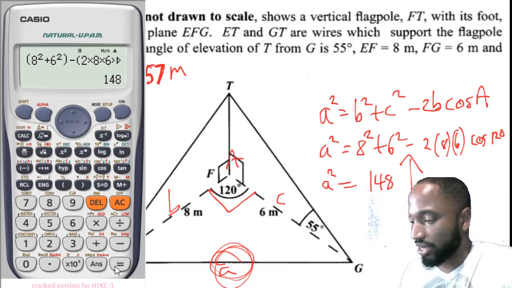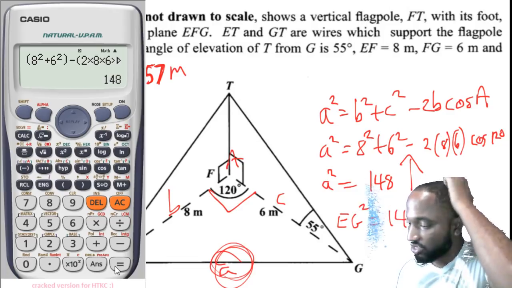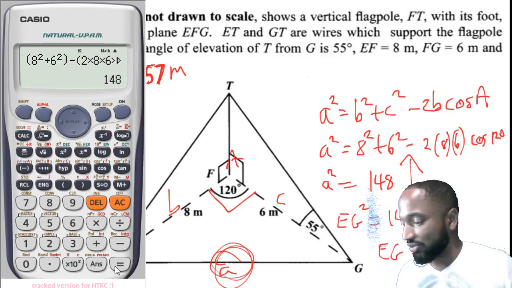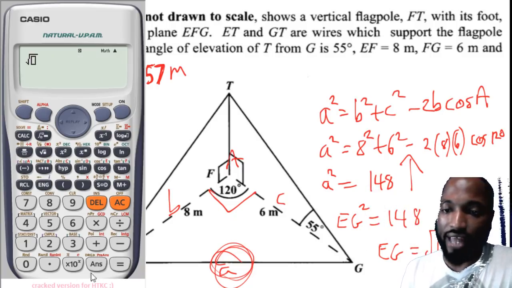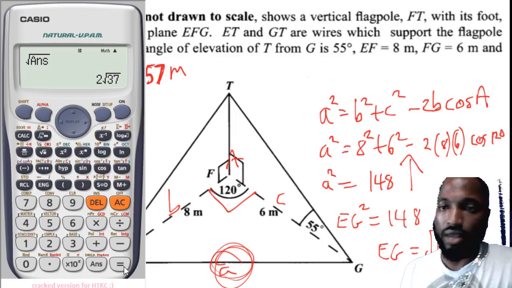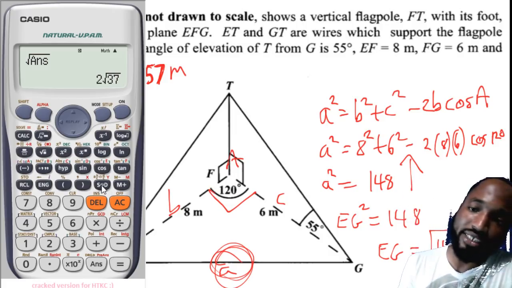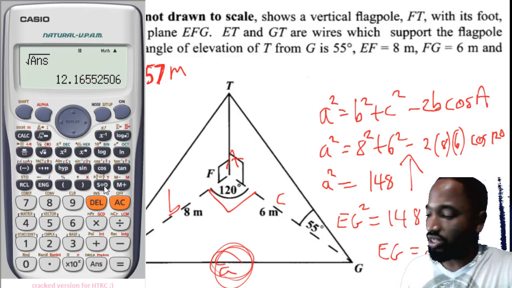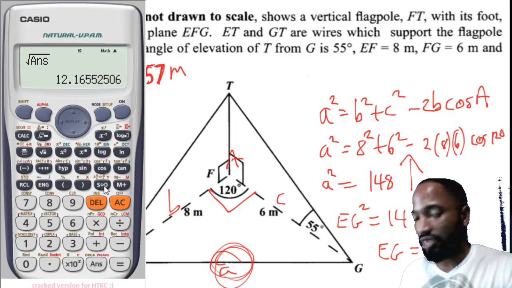But that's A squared, also known as EG squared. That's why we let EG be equal to it. So EG squared is equal to 148, right? If I want to find EG itself, it is the square root of 148. So I put square root of answer, and they're giving me it in surd form, so I need to press S to D, this button over here, and I'll get 12.16. So the answer is actually 12.2, because they wanted 3 significant figures.